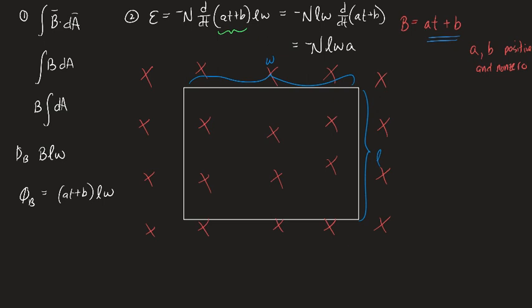How many loops is this? And do I include the negative sign in my answer? No. Don't need to, no. The magnitude of the EMF, N LWA.